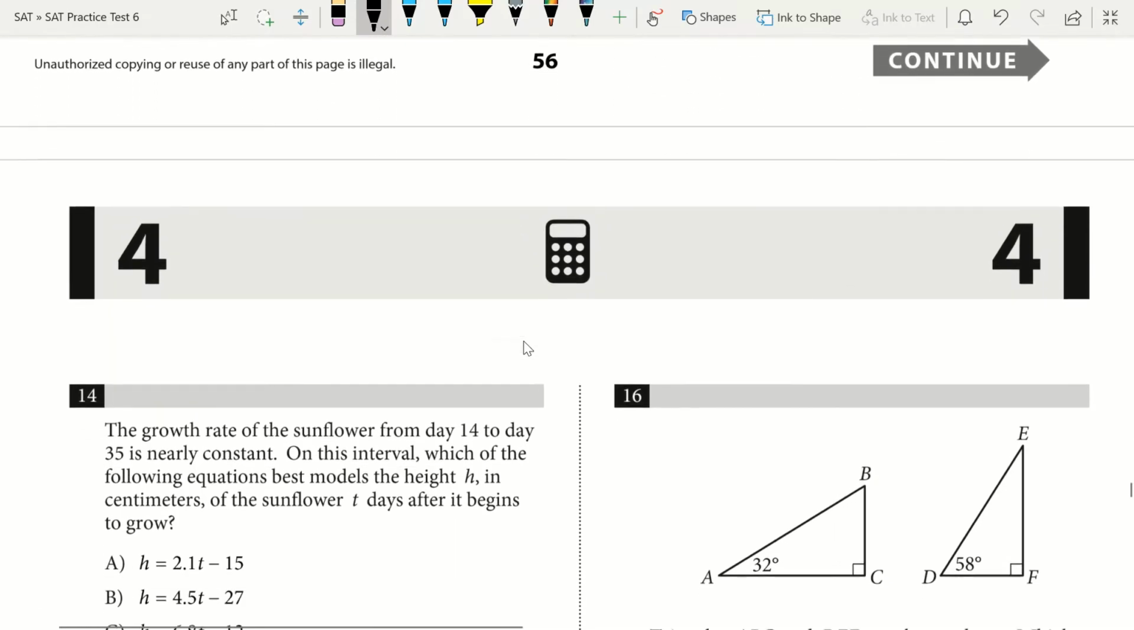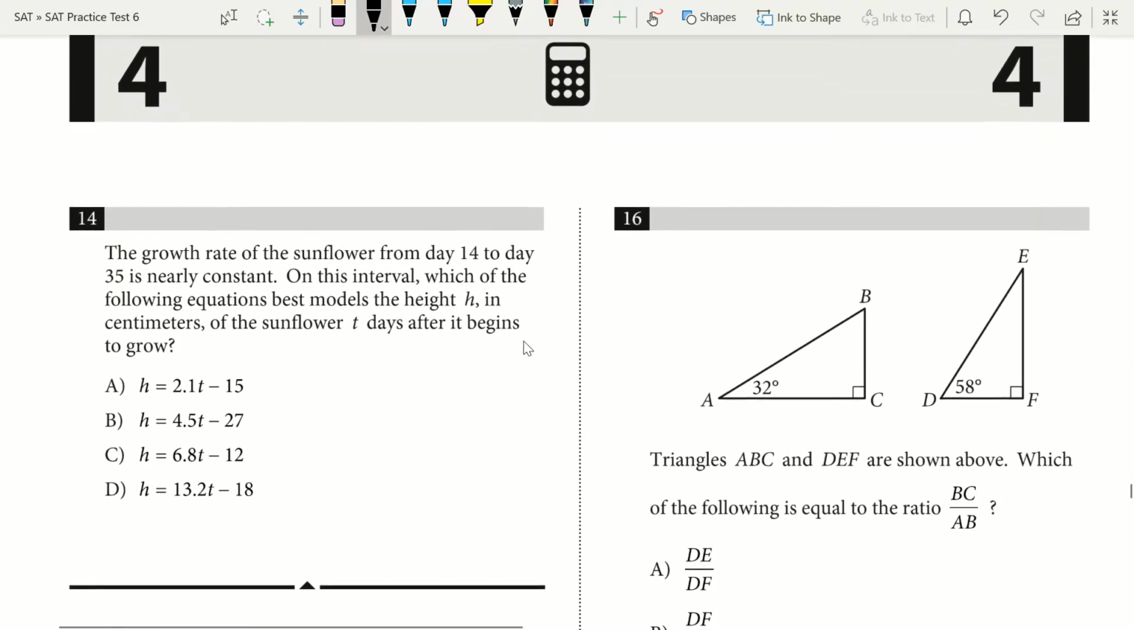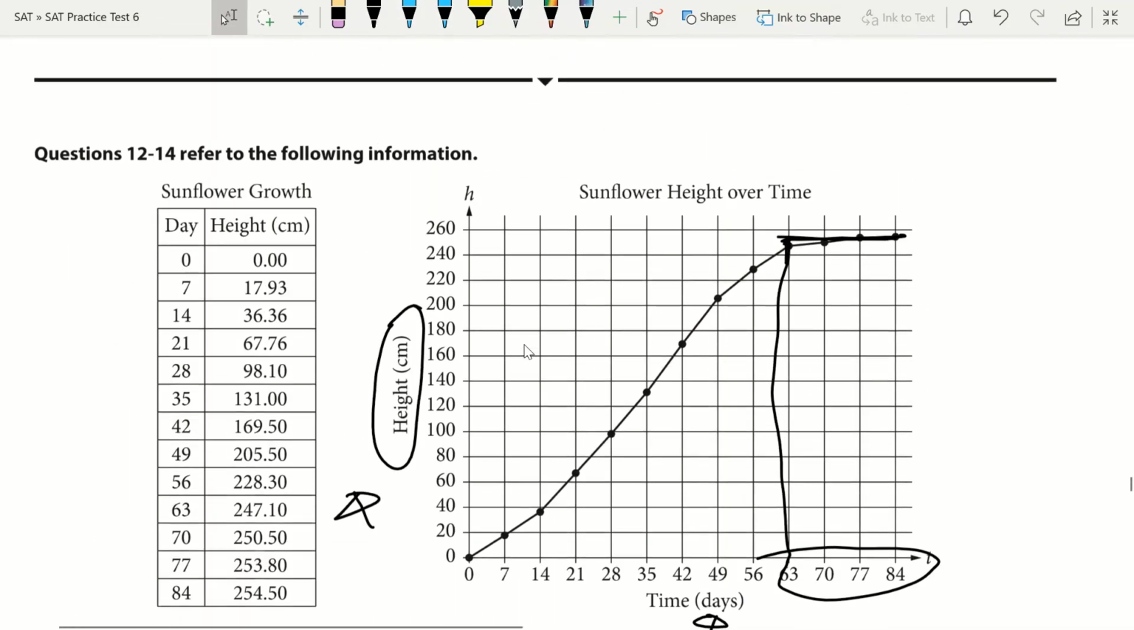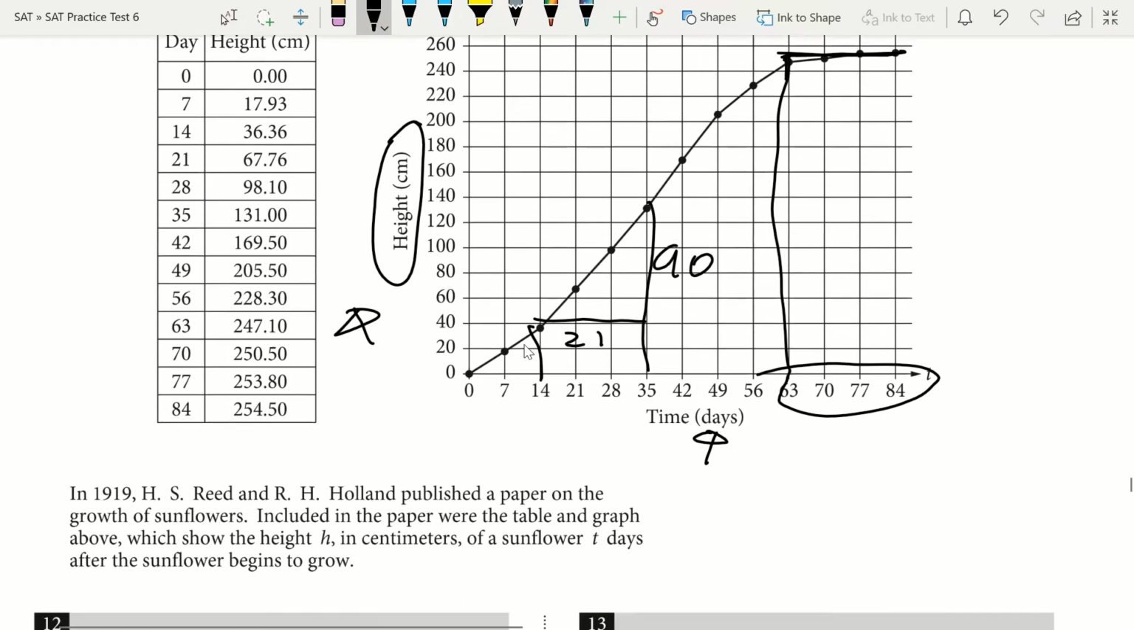All right, moving on. Question 14. The growth rate of the sunflower from day 14 to day 35 is nearly constant. On this interval, which of the following equations best models the height h in centimeters of the sunflower t days after it begins to grow? First, I'm going to look for my slope from day 14 to day 35. My run is 35 minus 14, which is 21, and I rise from 40 up to about 130. So 130 minus 40 is 90, so I plug 90 over 21 into my calculator to solve for my slope. When I do that, I get 4.28, so right around 4.3.